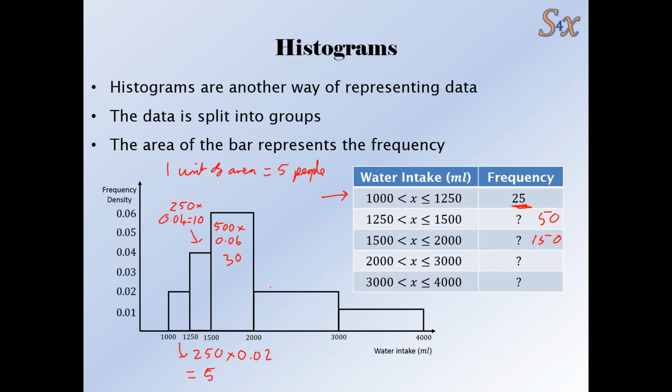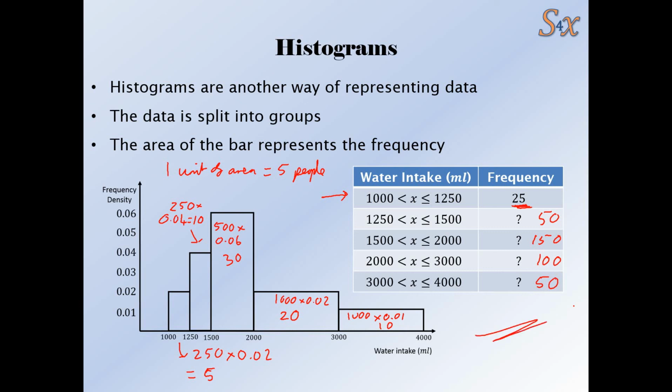There's 2 to 3 litres, so people drink quite a lot of water per day. That is 1,000 times 0.02, which is an area of 20. Times that by 5, because there's 5 people for each unit of area. There's 100 people there. And there's 3 to 4 litres, people who drink a serious amount of water a day, so maybe these are athletes, people who do lots of exercise. We've got 1,000 for the width, 0.01 for the height, so that's an area of 10. 5 people for each unit of area, so there's 50 people in that category.